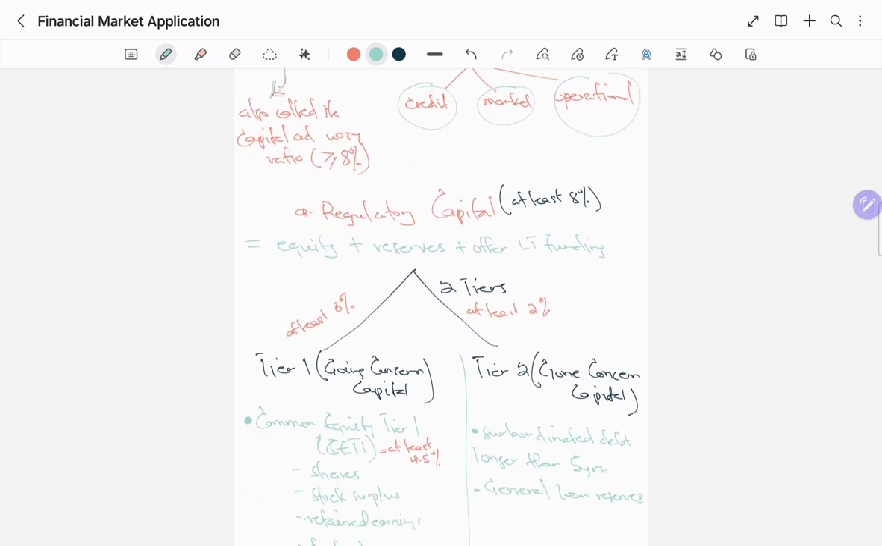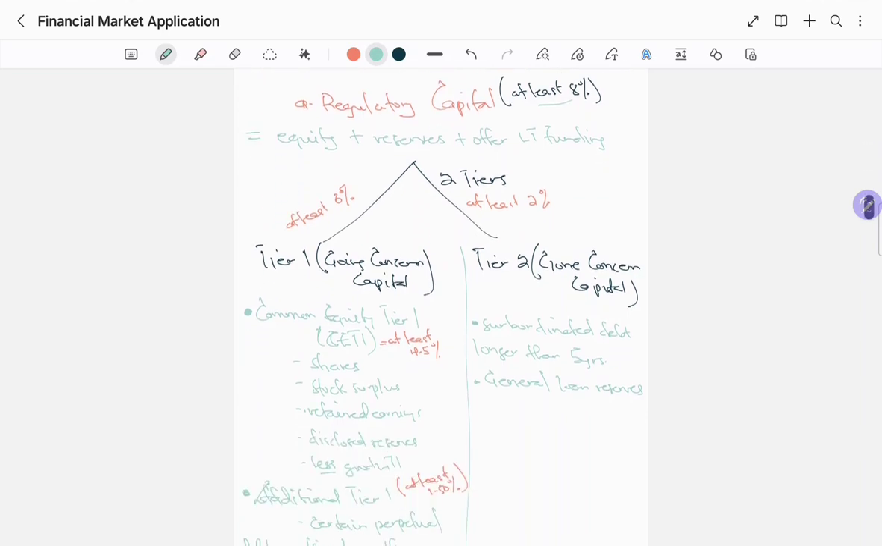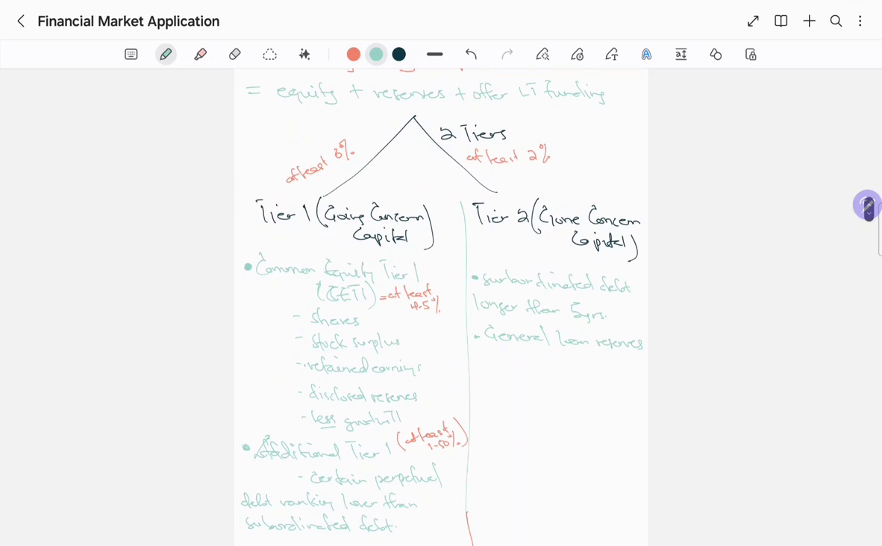In terms of regulatory capital, we are saying the least should be 8%. This regulatory capital encompasses your equity, which is the shareholder stock, some people call it equity shares or stock, any reserves, plus other long-term funding that has been provided. Now, this regulatory capital can be further segregated into two, where there's a tier 1 and tier 2. The tier 1 we call the going concern capital.